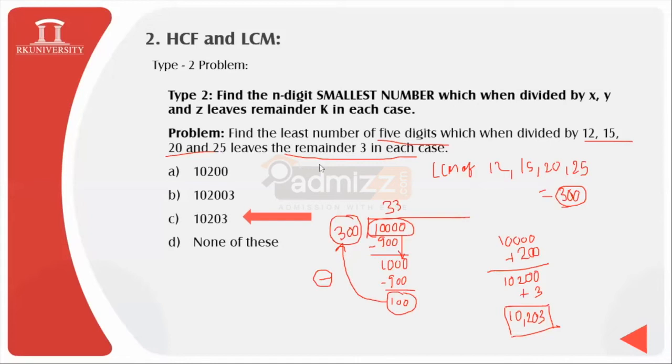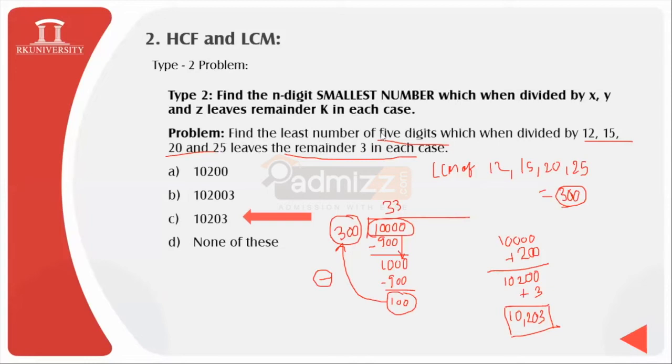Okay, since I have received one query from one of our students who is attending our today's session, I will quickly try to recall this particular example once again. So our type is: find the n digit smallest number which when divided by the given numbers leaves remainder k in each case. So this is how the problem will be offered to you.